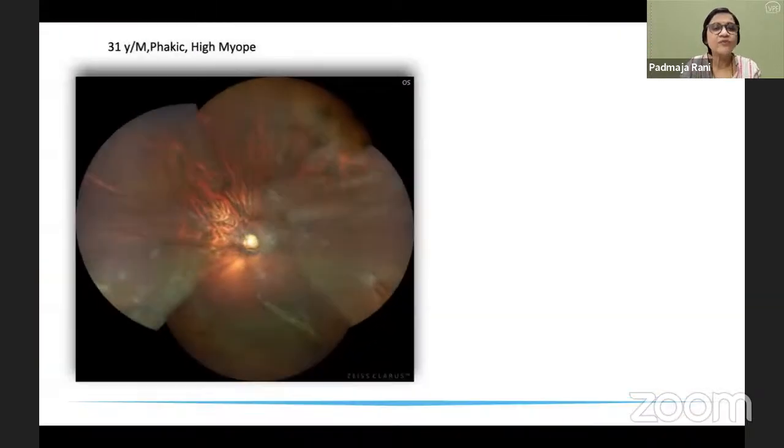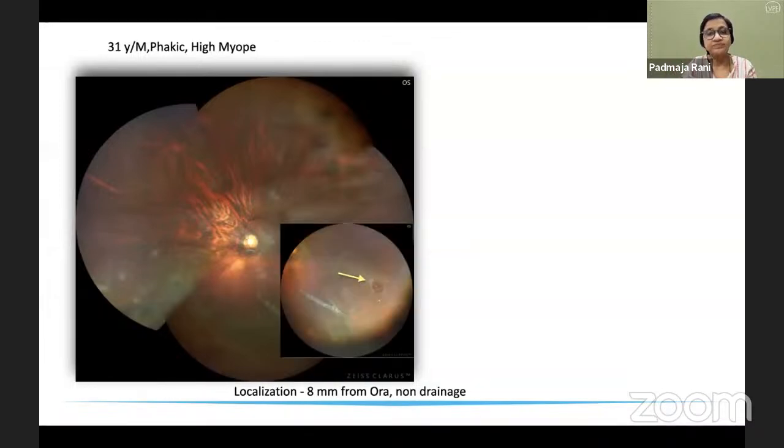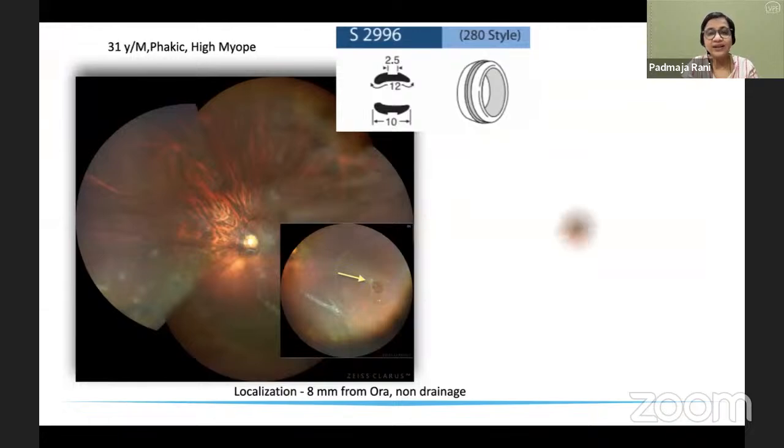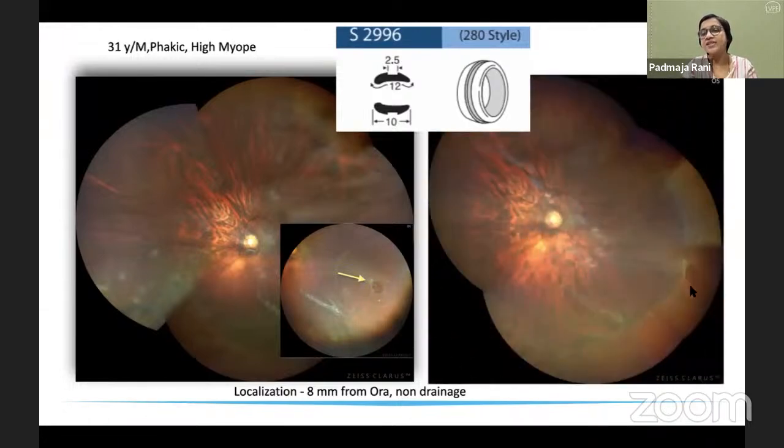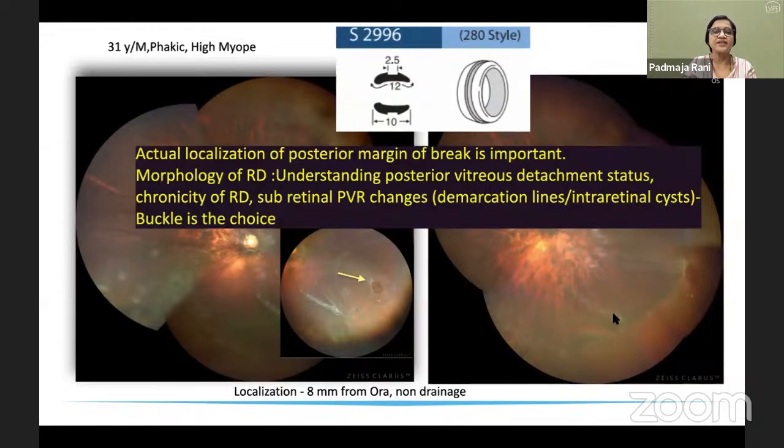And this is a case scenario of a 31-year-old male, phakic, high myope. You can see this break, which, when we localized, was 8 mm from ora. So what we have done is a 280, and it's a high myope. You can see the break has nicely flattened onto the buckle, and it was a non-drainage, and then the retina settled. So actual localization of the posterior margin of the break is important. Morphology of RD, understanding posterior vitreous detachment status, chronicity of RD, subretinal PVR changes like demarcation lines, and intraretinal cysts: buckle is the choice.